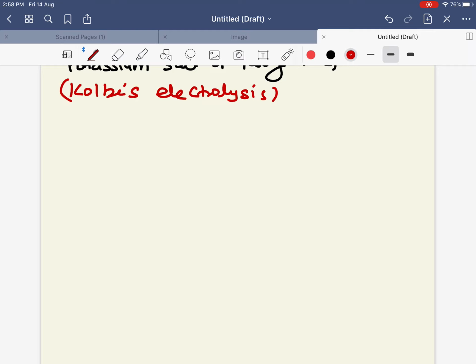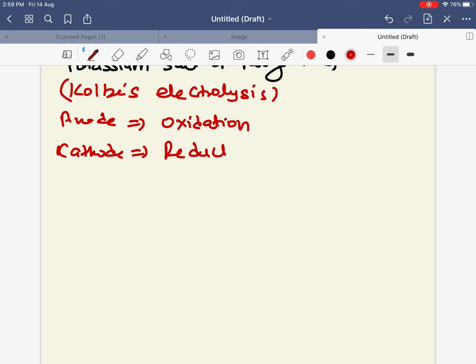So how to prepare alkane in Kolbe's electrolysis method? It is an electrolysis process. We know that anode and cathode are present in electrolysis. At the surface of the anode, the oxidation reaction always takes place. At the surface of the cathode, the reduction reaction takes place.